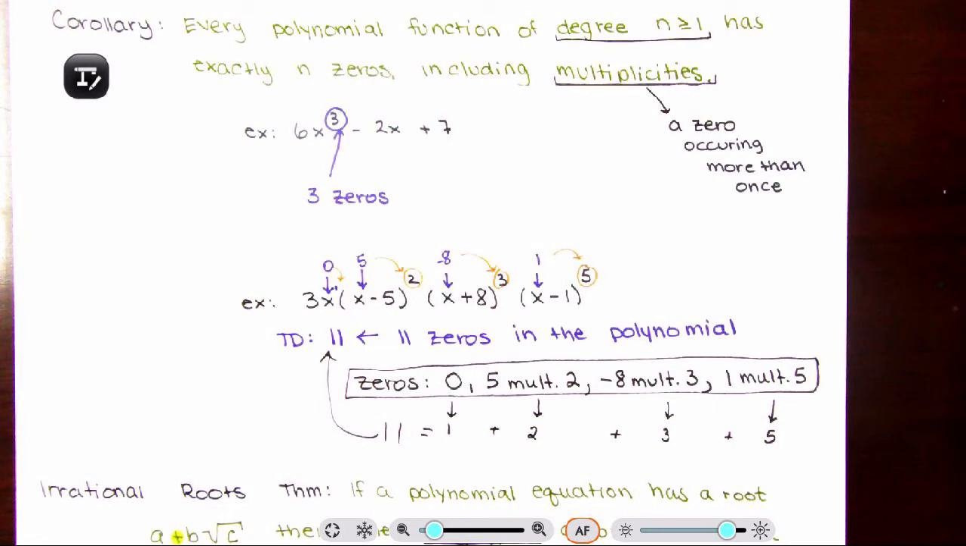So the fundamental theorem of algebra says if you have a degree of at least 1, you will have at least 1 zero. The corollary says the highest degree in expanded form, or your total degree in factored form, is the quantity of zeros you're going to have. Now, these zeros could be real zeros, like integers. They could be rationals, like fractions, or they could be complex, like i. We're going to introduce i in this video.